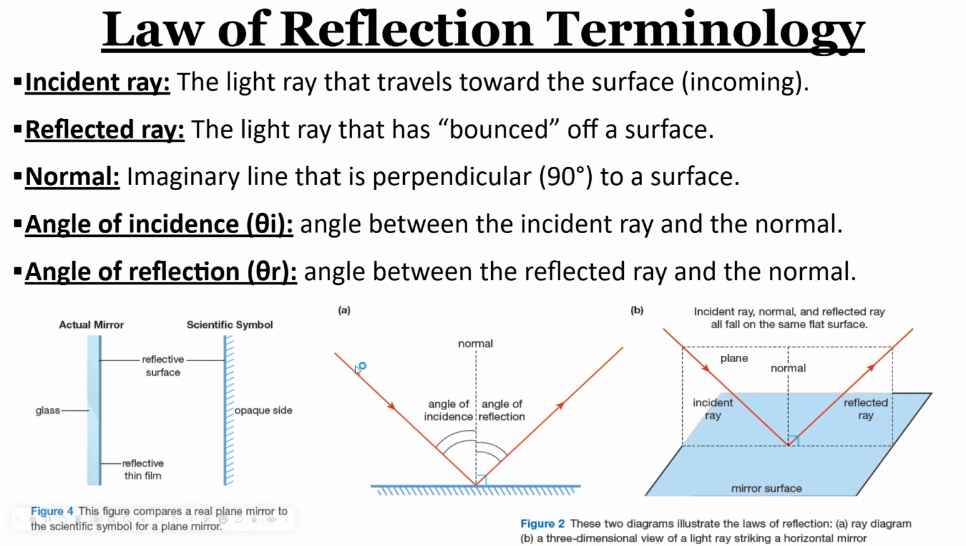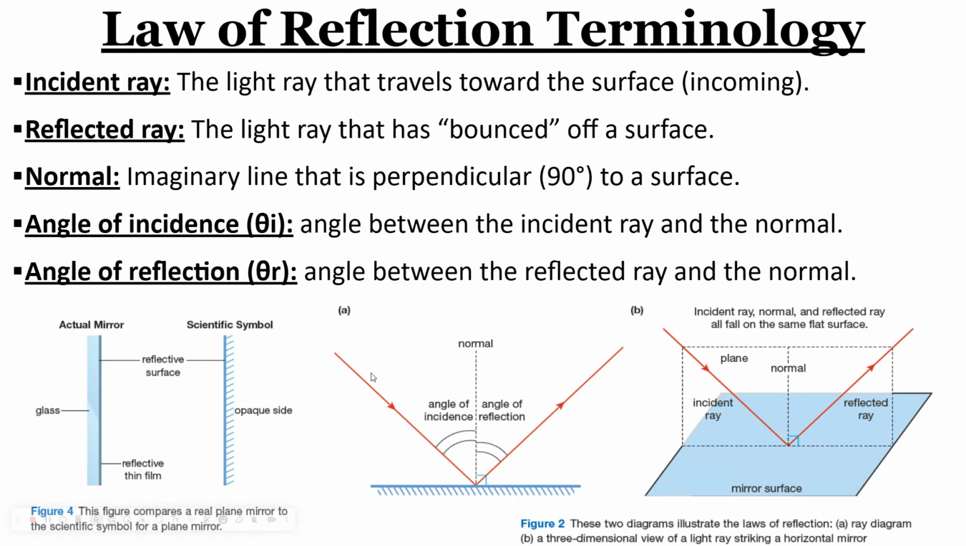In between the incident ray and the reflected ray, there's a dotted line, an imaginary dotted line called a normal. It forms a 90-degree angle with the mirror, and it's always drawn in between your incident ray and your reflected ray. And the reason we draw a normal there is so we can measure angles.